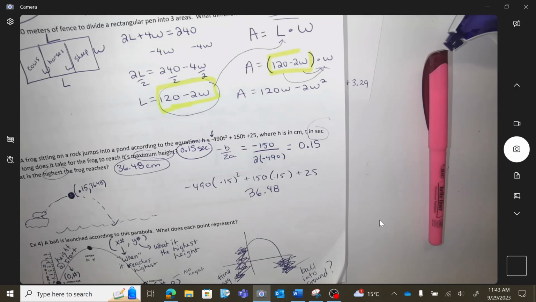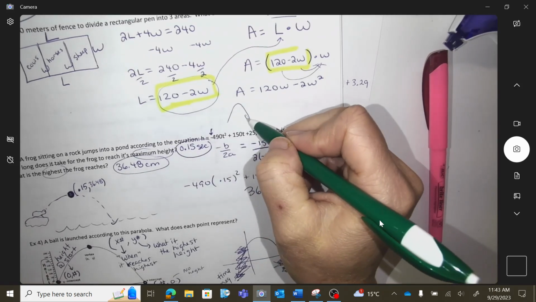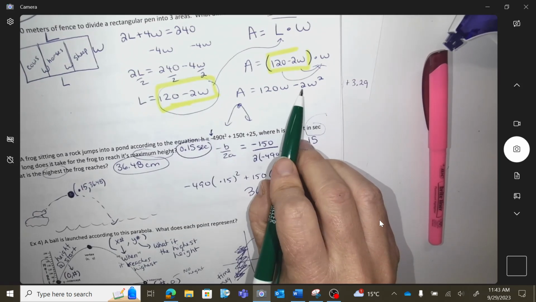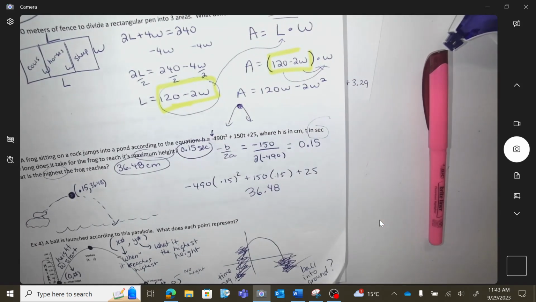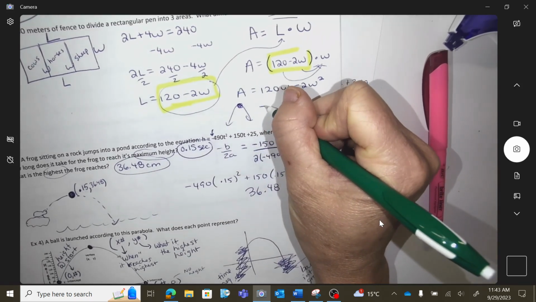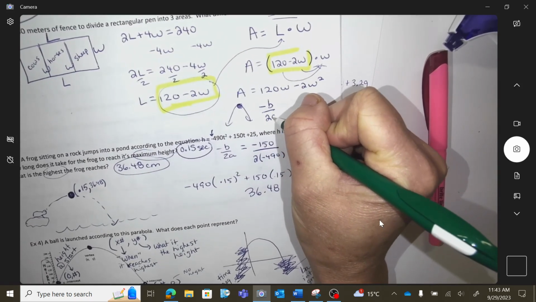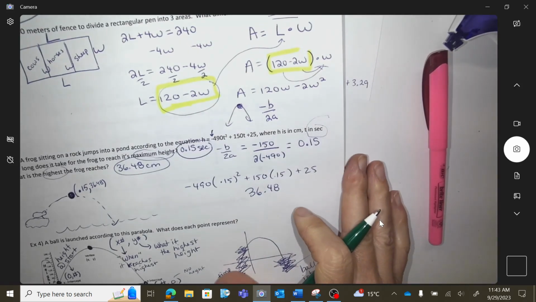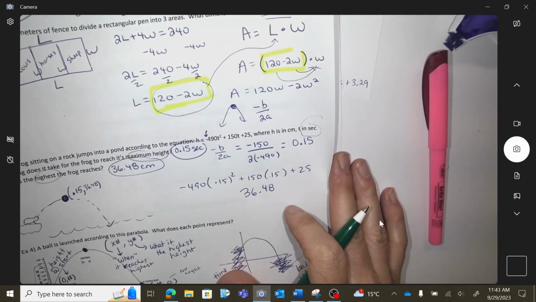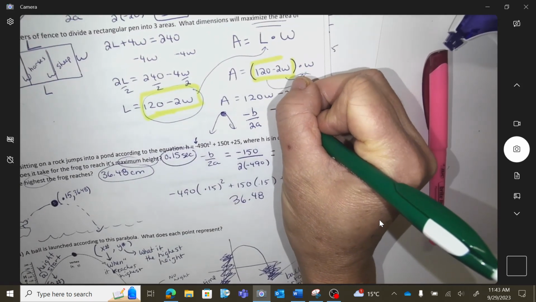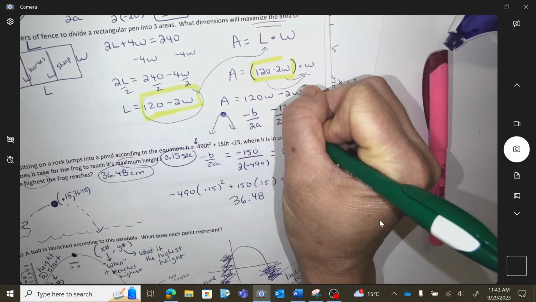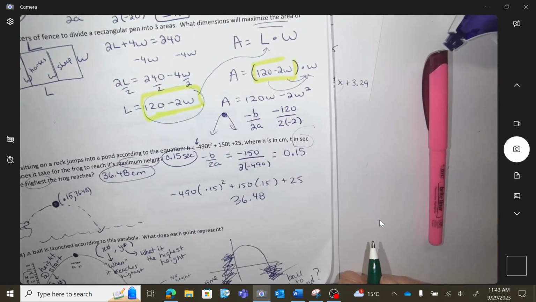Okay, remember what the goal was. We're trying to find the max. And this is a downward parabola. So how do we get the max on it? Vertex. The vertex process is negative b over 2a. So negative 120 over 2 times negative 2.